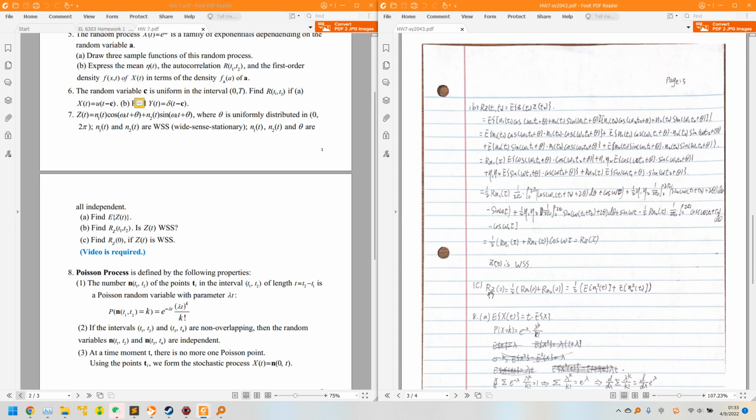And for problem C, it tells us to find the R_Z of 0. So we plug 0 into this equation, and we get the result, which is 1 over 2 times the expectation of n1 squared of t plus the expectation of n2 squared of t.